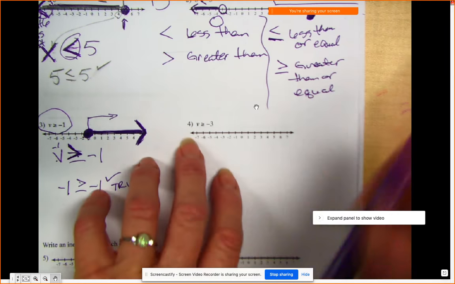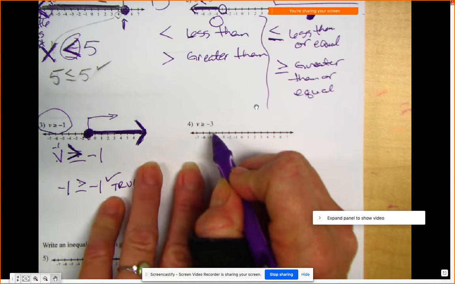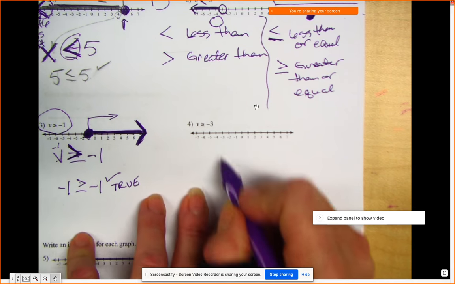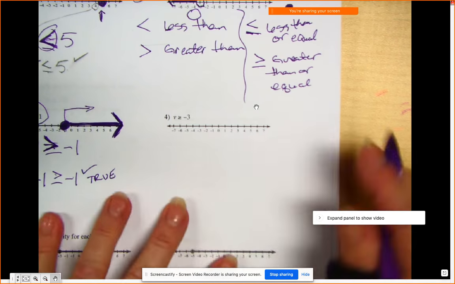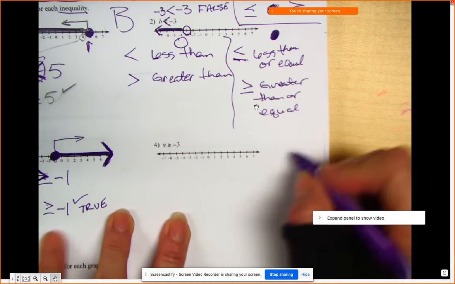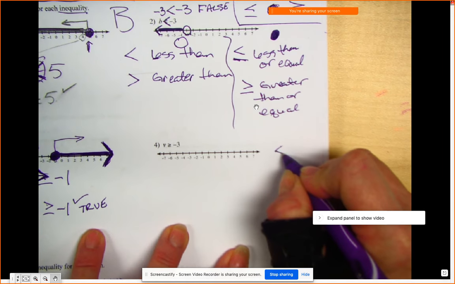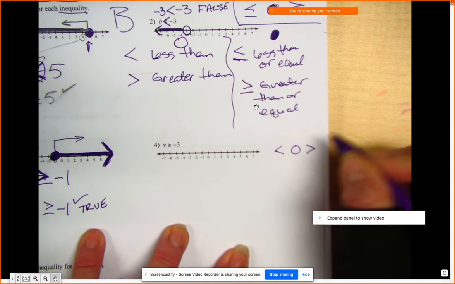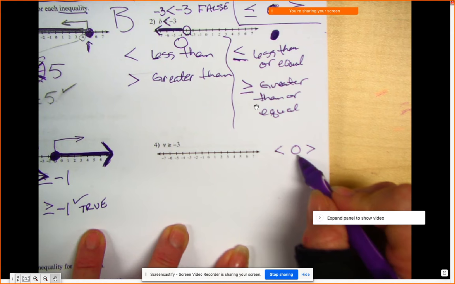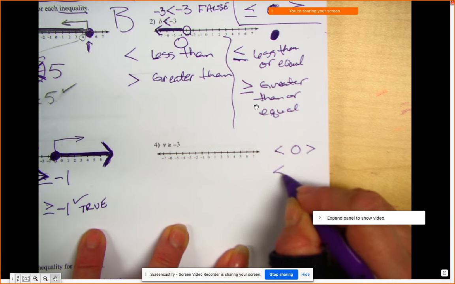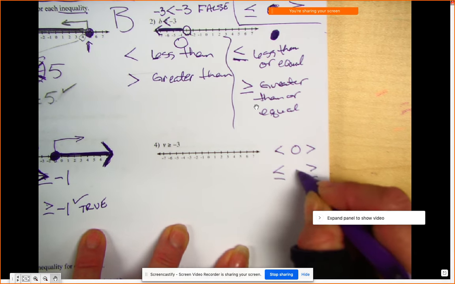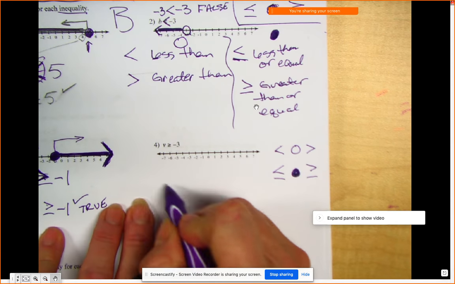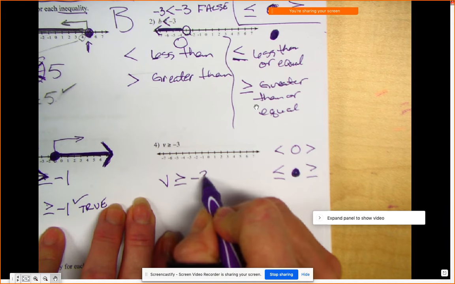Okay, I'm going to quickly do one last one to make sure we know how to graph. I'll rewrite this so you can see it. But I've written up above, if you have a less than or a greater than, it's an open circle because you don't get to include the number that we're talking about. If it's a less than or equal to or greater than or equal to, you're going to use a closed circle. Okay, this one says V greater than or equal to -3.